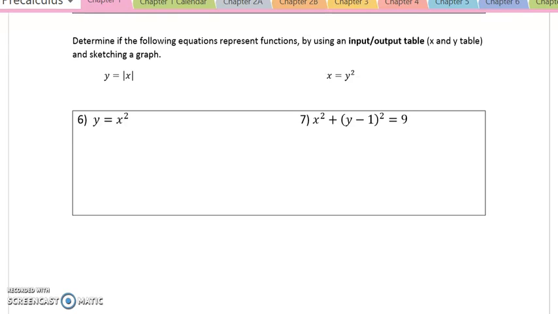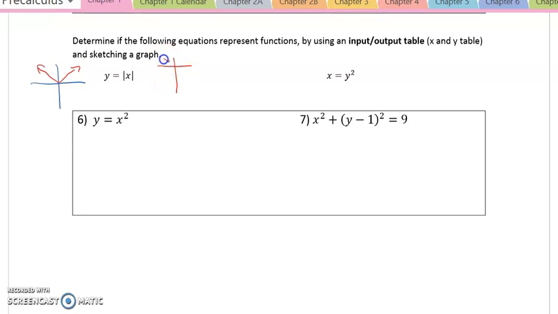Okay, so here's a couple more examples. Y equals the absolute value of x. We're going to determine these by an input-output table and then also by sketching a graph. Some of us might know what the absolute value function looks like. It looks like this. And let's do a quick table here.